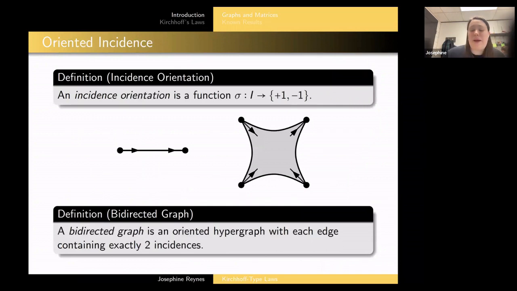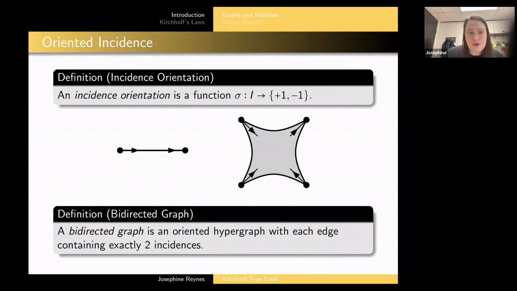And I can also orient my incidences. This is going to allow me to get back to signed graphs. So I have an incidence orientation function where I just send the incidences to plus or -1. And we're going to think of this the same way we did orientations earlier, where it'll be -1 if it exits a vertex and +1 if it enters. And then a bidirected graph can be simply thought of as an oriented hypergraph where each edge contains exactly two incidences.